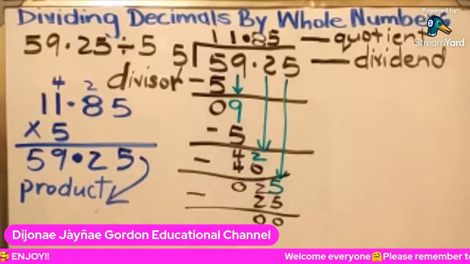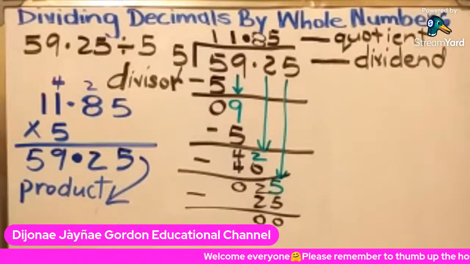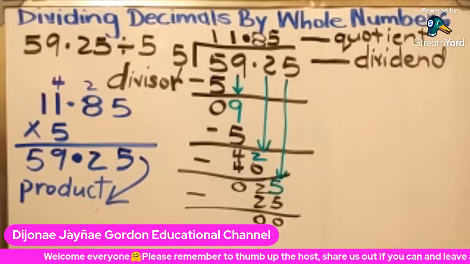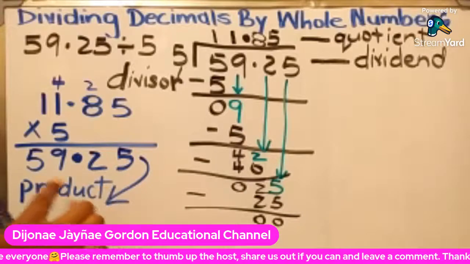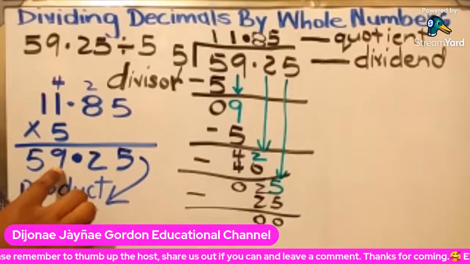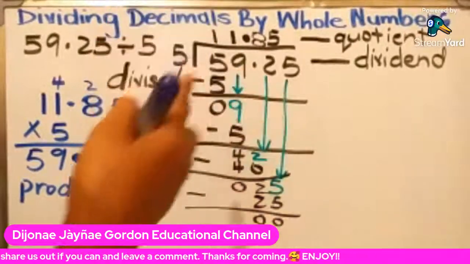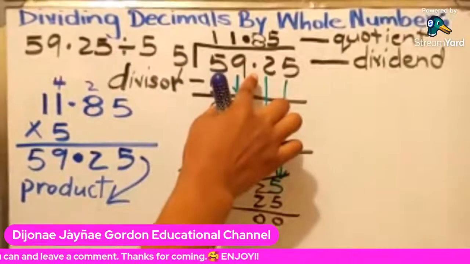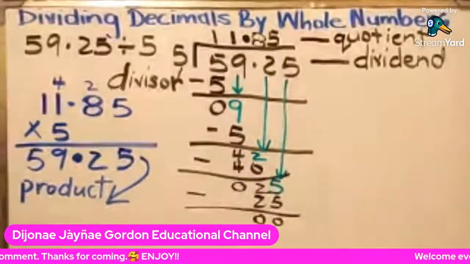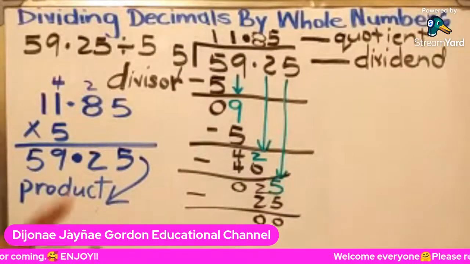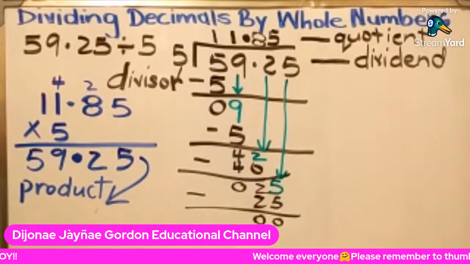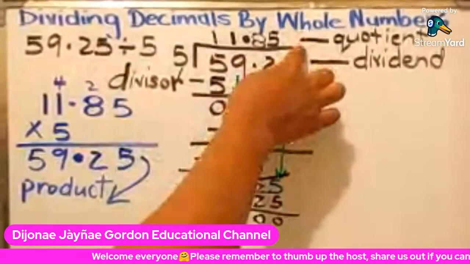Your answer in a multiplication problem is known as your product. So that is your product. And of course, guys, we have for our product 59.25. And of course, it is the same as our dividend in our division problem. So that is telling us that our product and our dividend are the same. So therefore, our quotient is correct.